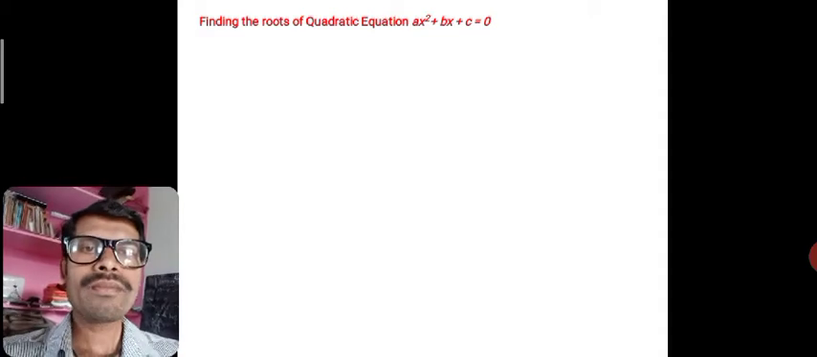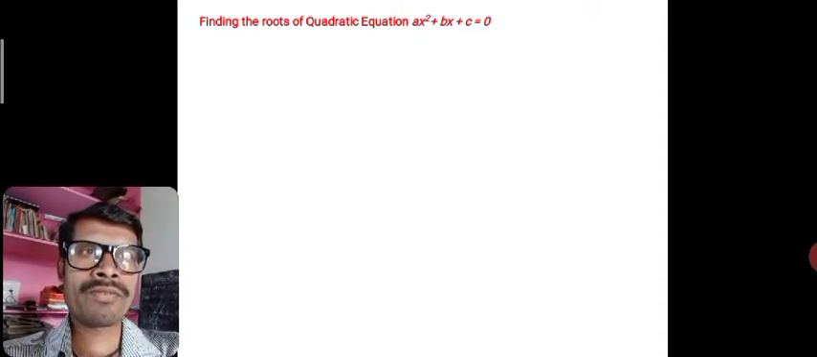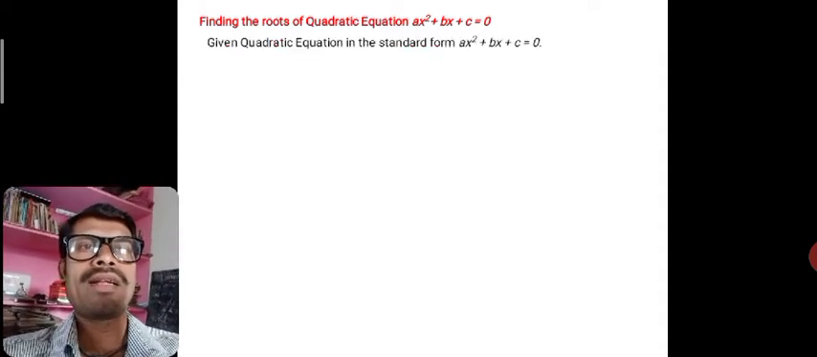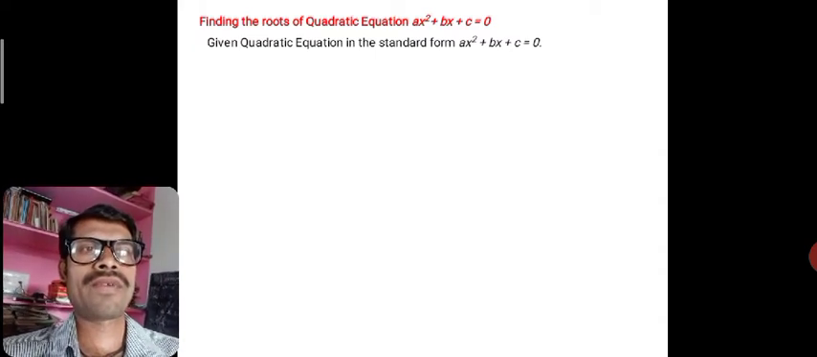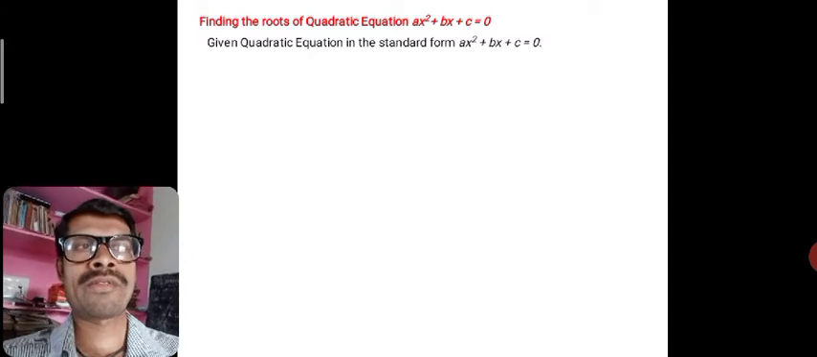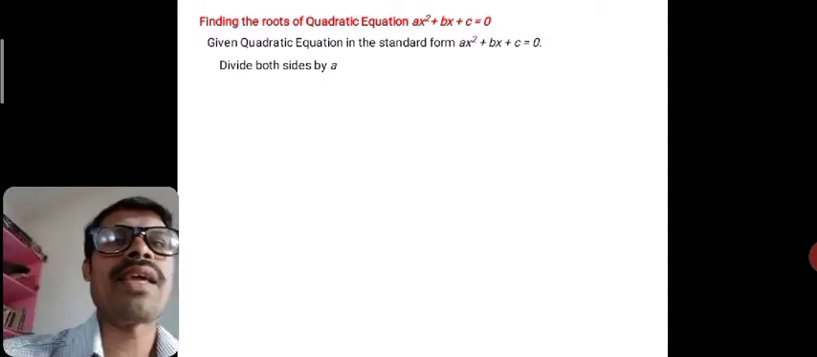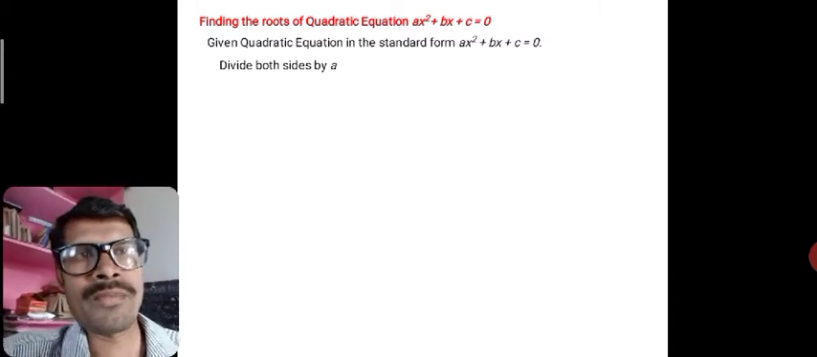Okay, let me solve this standard equation ax square plus bx plus c is equal to 0. We have to solve. That means we have to find the value of x, that's all. Let us find the value of x here. For that, consider the given equation in standard form, ax square plus bx plus c is equal to 0. Divide both sides by a. To get the solution, we shall go for the process.